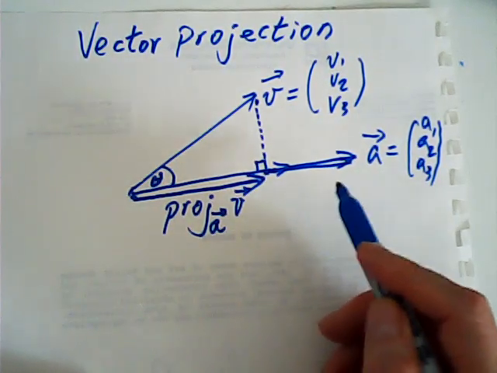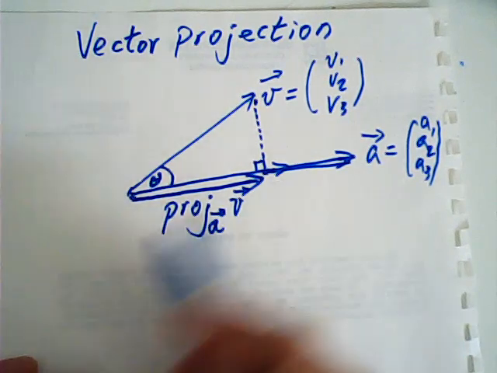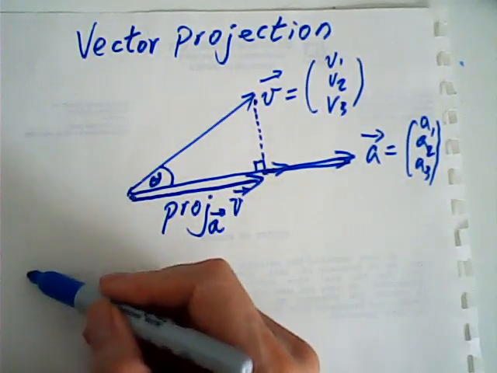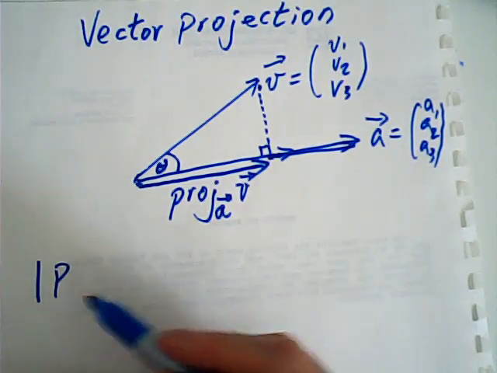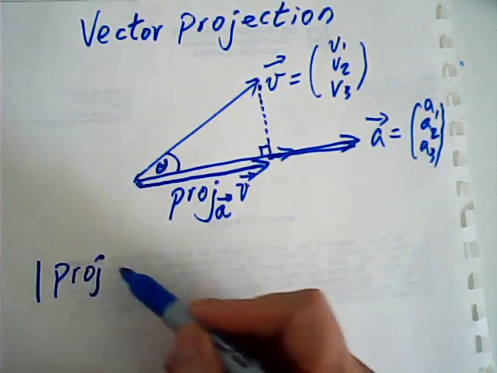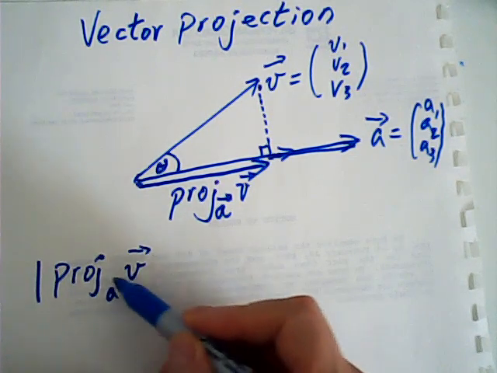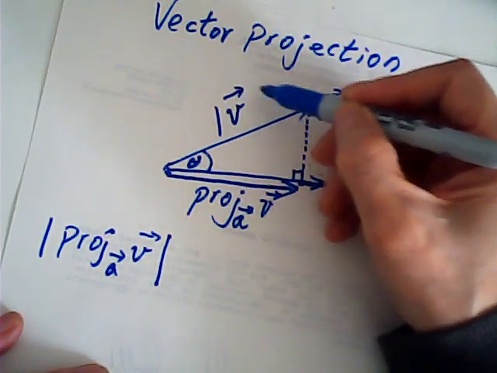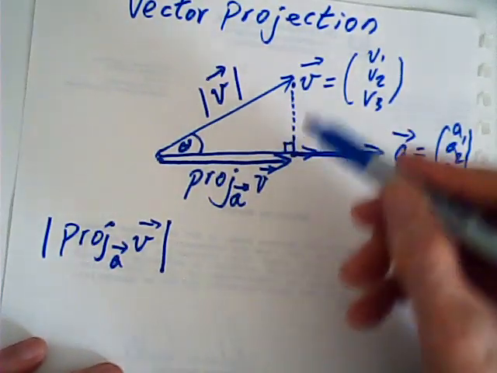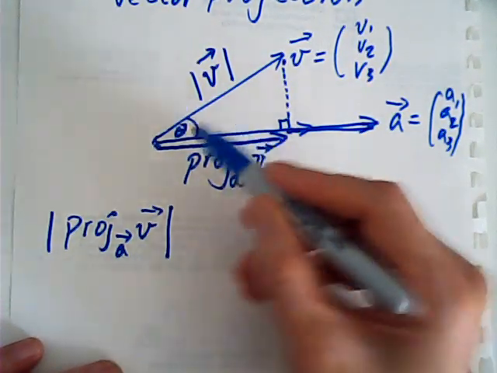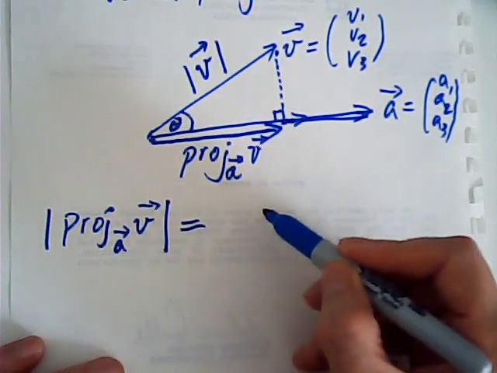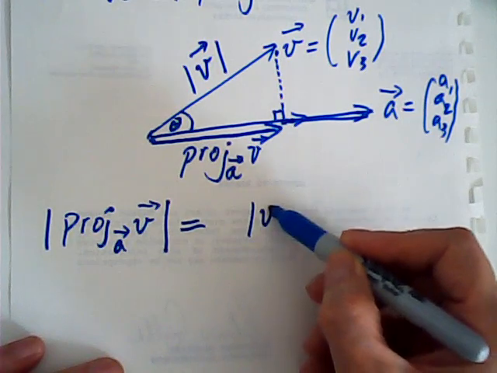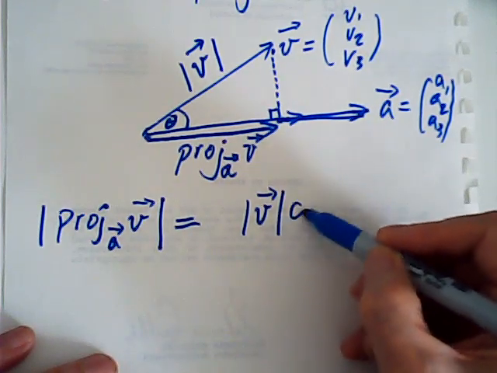We are more interested in the length of the projection. So we are more interested in the norm or the modulus of this projection of V onto A. This is the length of this vector, right? According to this triangle, this is the modulus, the norm of V multiplied by the cosine theta, right? So this will equal the norm, modulus V times cosine theta.